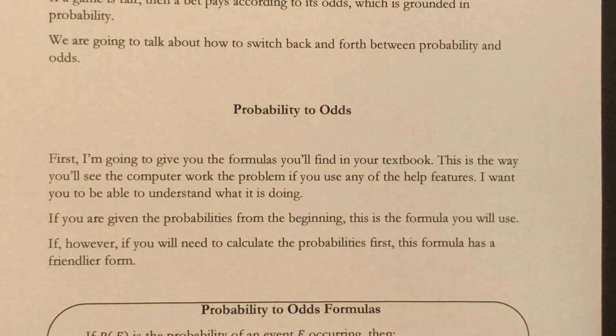Okay, so I'm first going to give you the formulas you're going to see in your textbook, okay? This way, you're going to see exactly the way the computer is going to work these problems. So if you use Help Me Solve This, or view an example, you'll know what they're doing. And the formula I'm about to give you is exactly the one you would want to use if they provide the probabilities for you. However, if you're going to have to calculate the probability first, there's an easier format of this formula to use, okay?